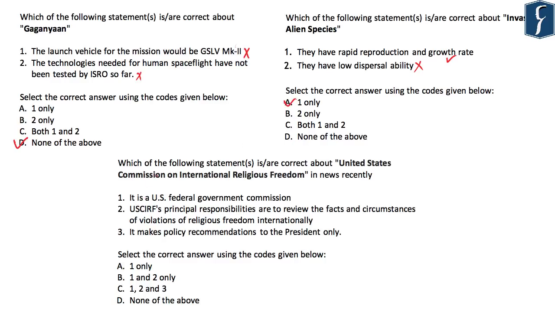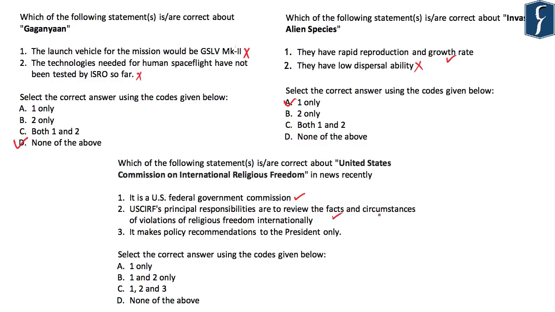Now this question has been taken from the first discussion which we had, which dealt with the impact of domestic politics on our foreign relations. Now, which of the following statements are correct about the United States Commission on International Religious Freedom, in the news recently? The first option is it is a US federal government commission. It is correct.